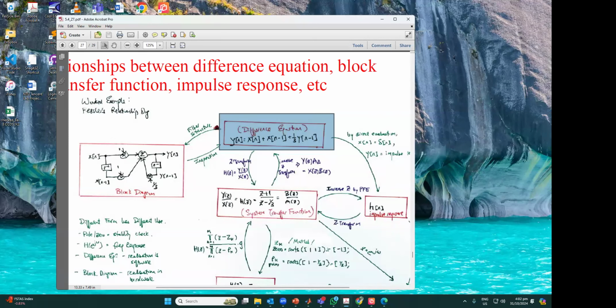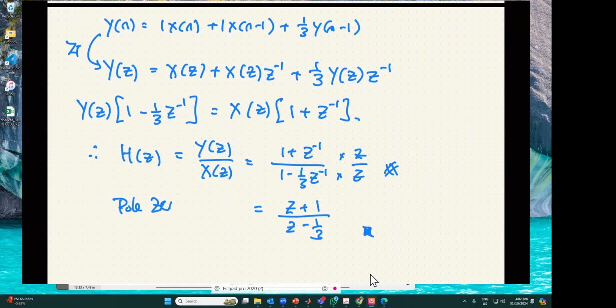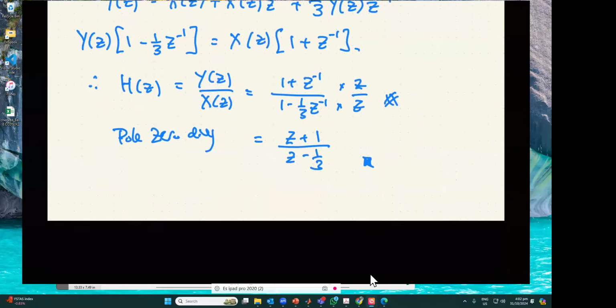But my equation is in negative powers of z: 1 + z^-1 over 1 - 1/3 z^-1. So let's convert. We never really like the negative powers of z. It's not intuitive. So we multiply top and bottom by z: (z + 1) over (z - 1/3). So once we have this, what is the pole zero diagram?